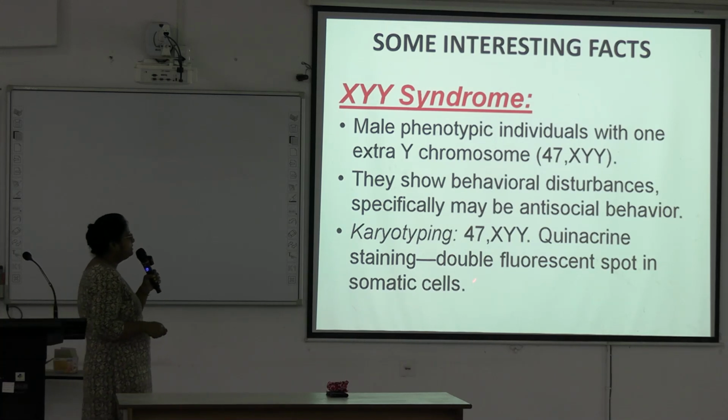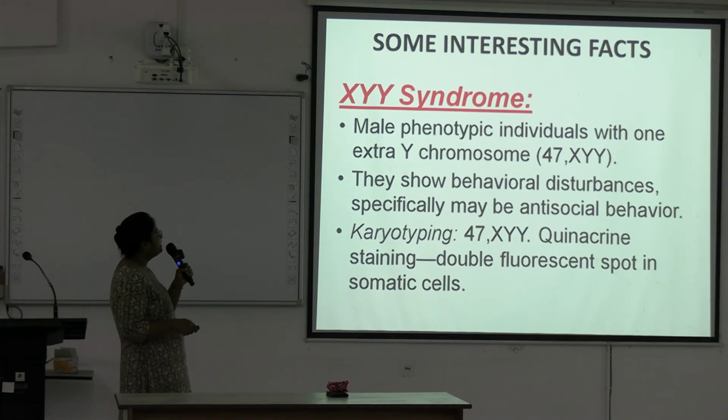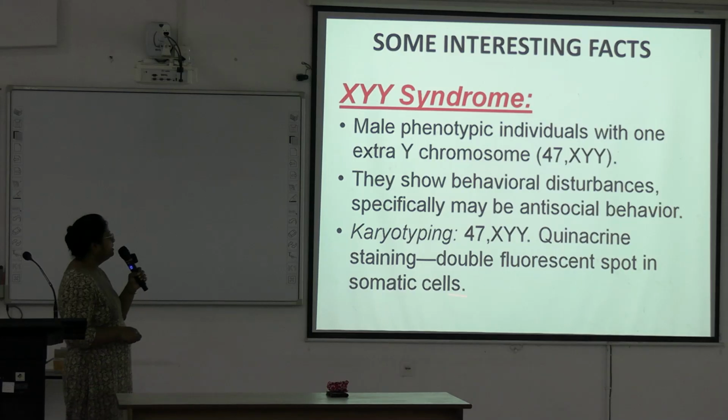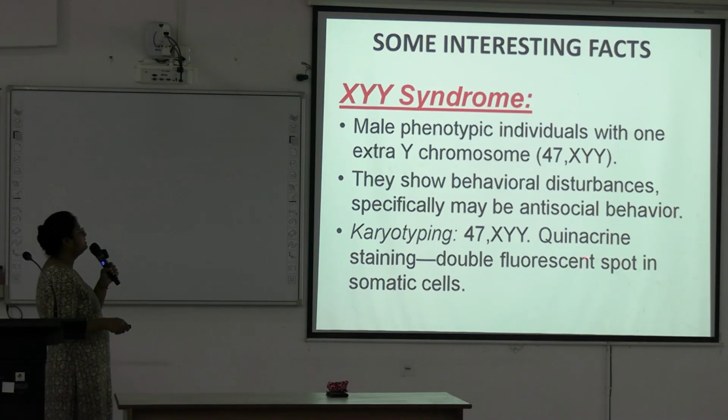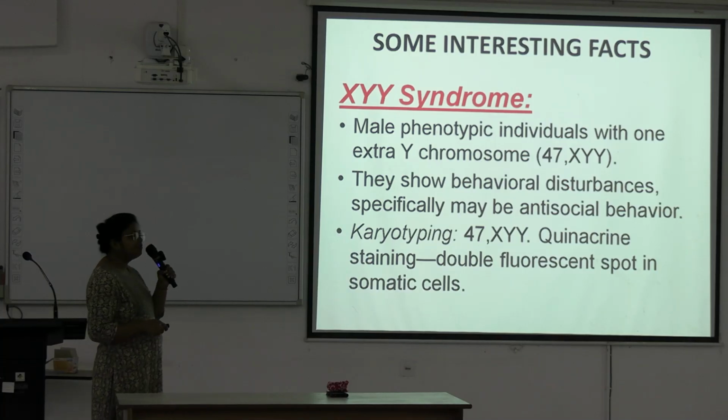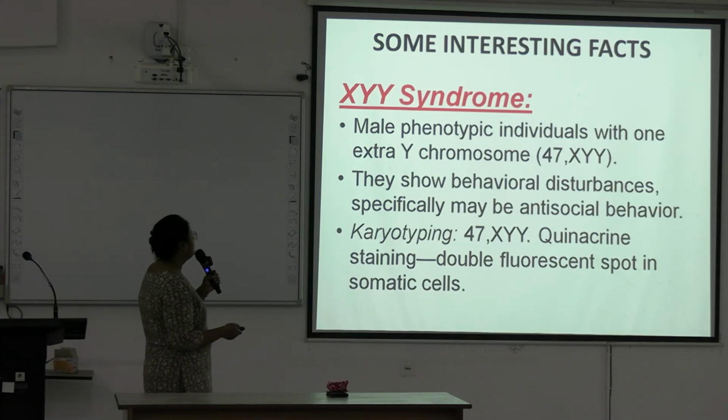The karyotype is 47XYY. Quinacrine staining can be done. A double fluorescent spot is seen in somatic cells due to the presence of two Y chromosomes.